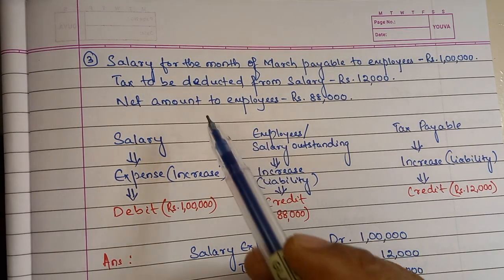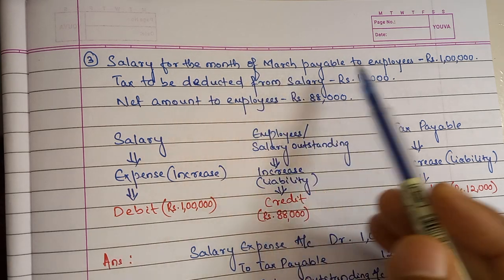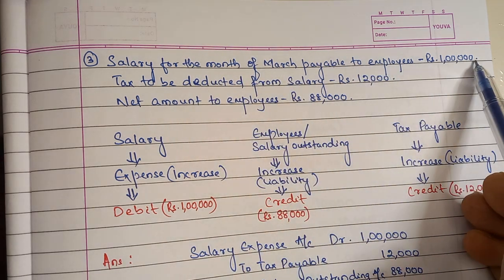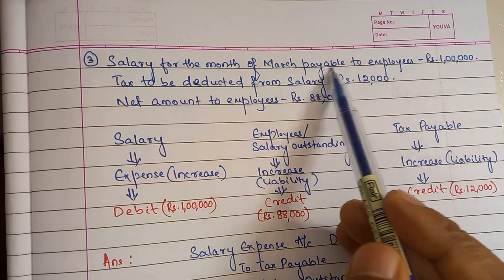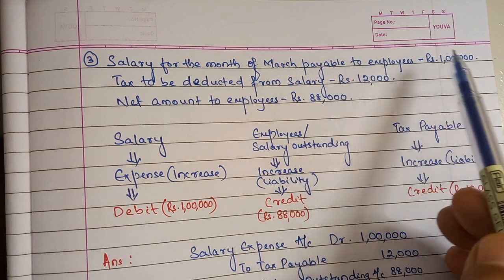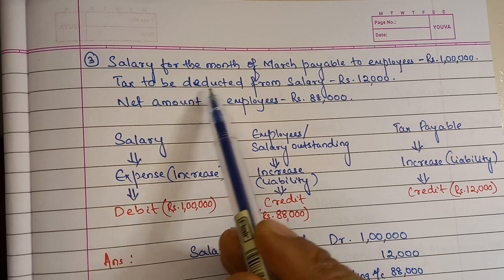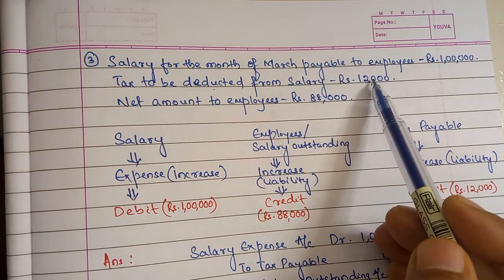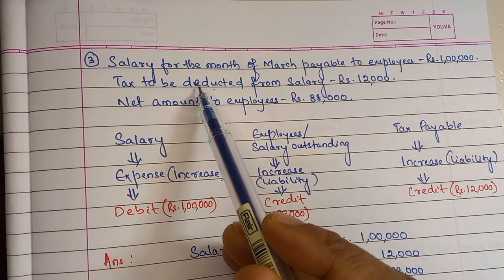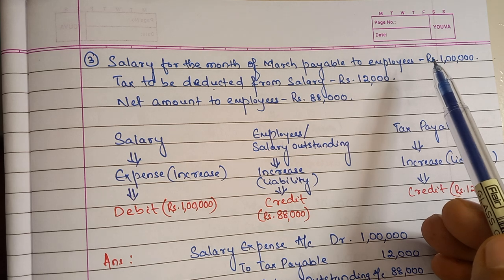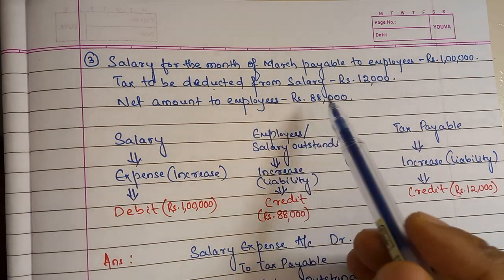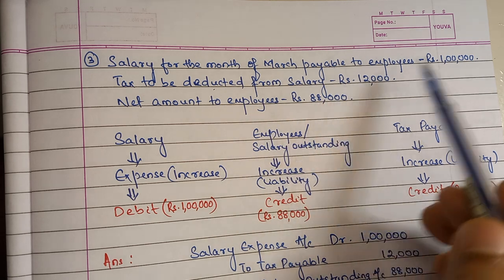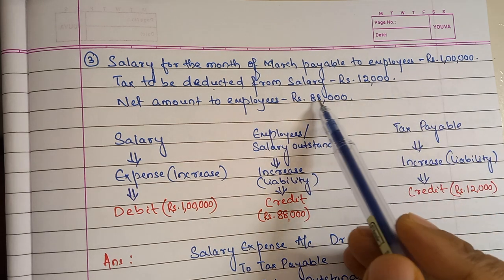Question number 3. Salary for the month of March payable to employees is 1 lakh rupees. Okay, I repeat it again. Salary for the month of March payable, it is not paid. Payable to employees is 1 lakh. Tax to be deducted from salary is 12,000 rupees. So this is the tax which will be deducted from salary and then deposited to the government account, which is the tax on salary. Net amount payable to employees is 1 lakh minus 12,000, which is 88,000 rupees.